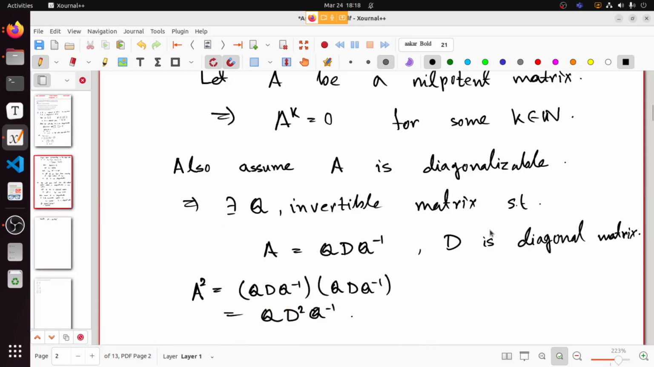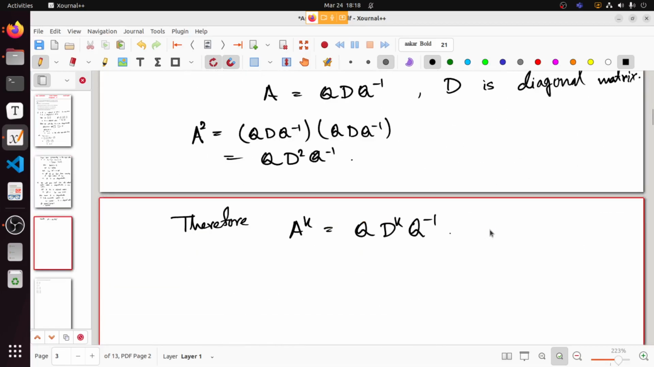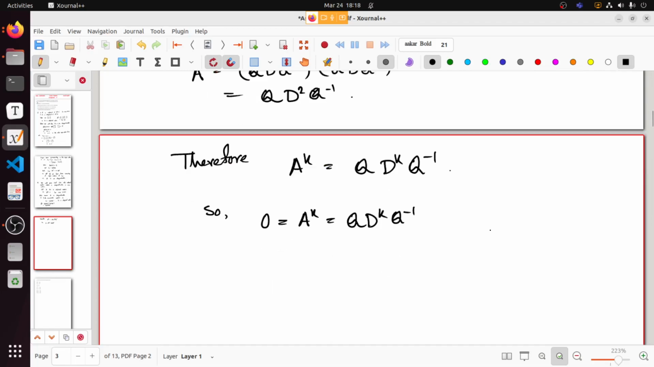And A is also nilpotent, it's given, which means A to the power k is 0. So 0 equals A to the power k, which equals Q D to the power k Q inverse. So Q D to the power k Q inverse is 0, which means D to the power k is 0, because Q is invertible. We can multiply by Q inverse and Q from both sides, so we get D to the power k is 0.